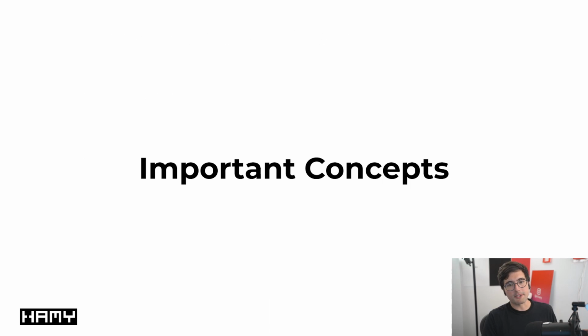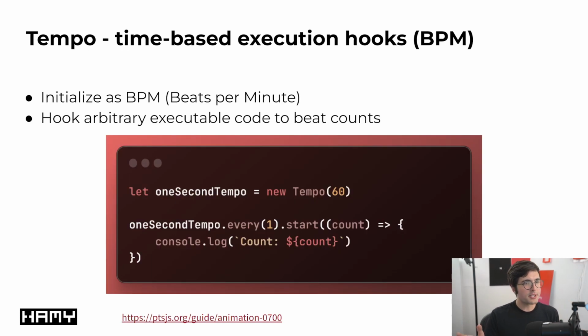And now let's dive into some important concepts or some interesting things in Pts.js that I think you should know as you start to play around with it. So the first thing that I think is really cool and interesting is this idea of tempo. Basically, what it allows you to do is create a time-based execution hook described as BPM, or beats per minute. And I think it's important to call out how this is different from a lot of other libraries.